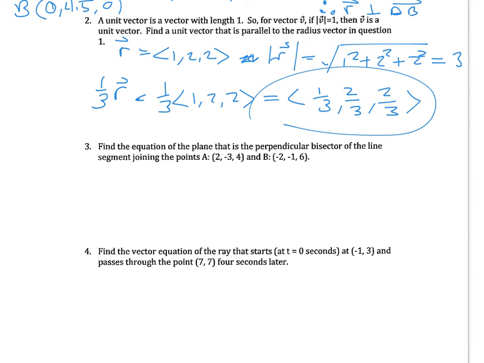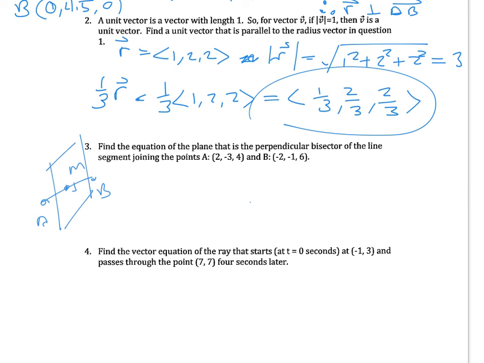Question 3. Find the equation of a plane that's the perpendicular bisector of the line segment joining A and B. So we've got A and B as a line segment. Perpendicular bisector, so there's going to be some midpoint of this line, and we want to find an equation for a plane that's perpendicular. Oh yeah, it should be easy.